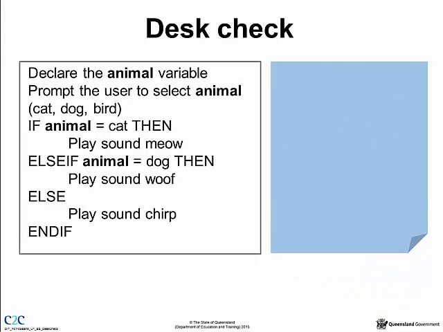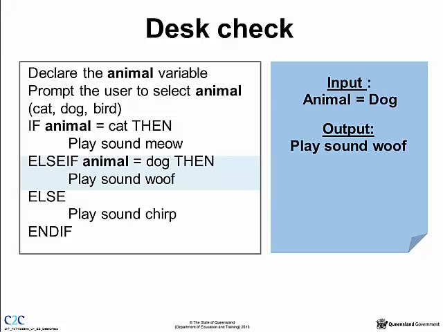Starting from the top again, declare the animal variable. Prompt the user to enter the input, which will be animal equals dog. Then we have to check if the if statement is true. And no, because animal doesn't equal cat. This means we then have to skip to the next statement, which is else if. Else if animal equals dog, that's true. Then play the sound woof. The output is play sound woof. This is correct. The next statement is skipped because the else if statement has been met, and the program then ends.